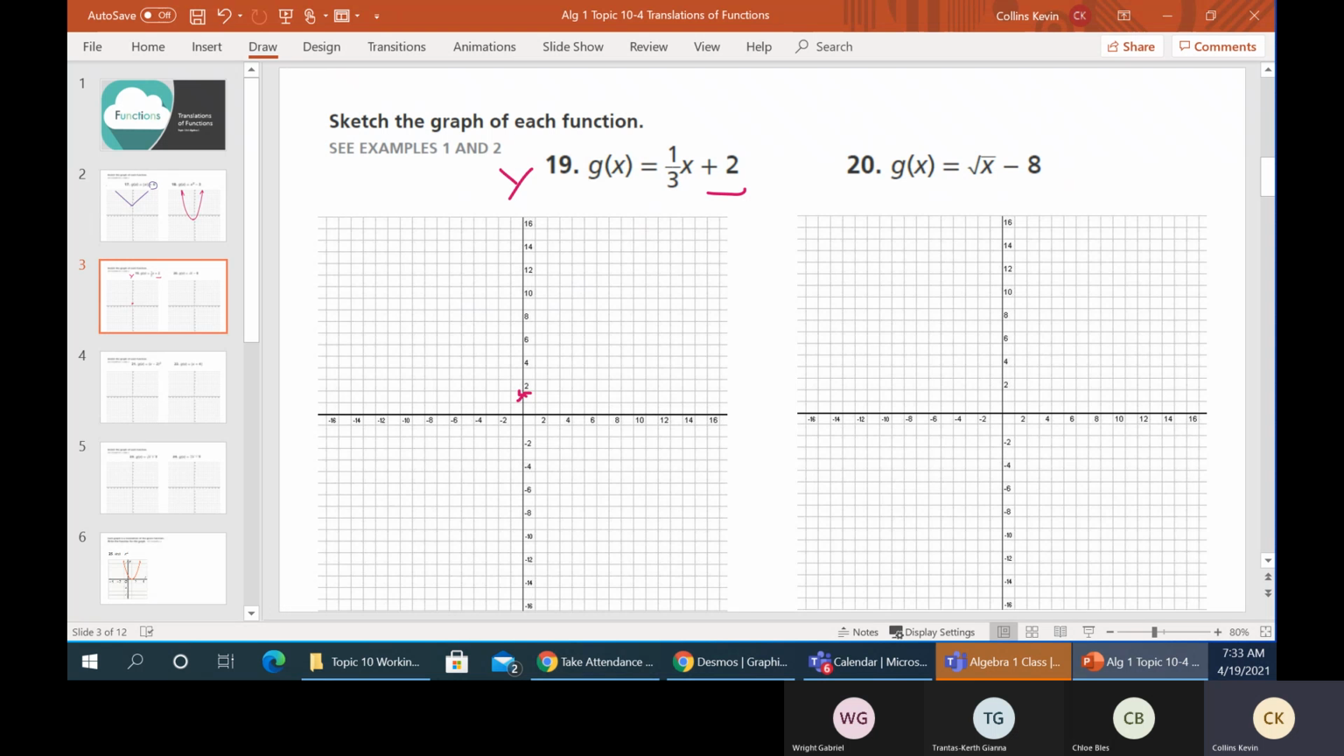Okay. Then the next thing we look at is the slope. The slope is 1/3. So remember, this is your change in y, which is 1, and this is your change in x, which is 3. So from the 2, we go up 1 and then over to the right 3. So up 1 and over 3 is about there. Okay, and then we just connect the dots. Well, we try to connect the dots anyway. So again, let's check out Desmos.